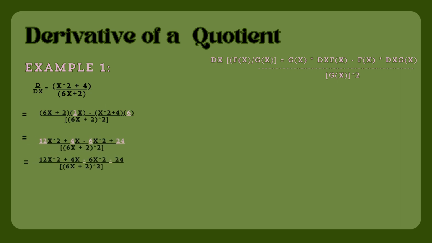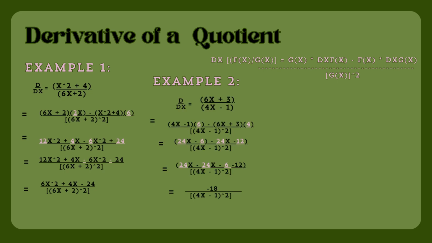Now, you can start distributing the value 6 and lastly combine like terms. 12x squared plus negative 6x squared is equal to 6x squared. So the final answer will be 6x squared plus 4x minus 24 all over 6x plus 2 squared. Here's another example of a derivative of a quotient. The derivative of 6x plus 3 all over 4x minus 1. And we'll have the final answer as negative 18 all over 4x minus 1 squared.